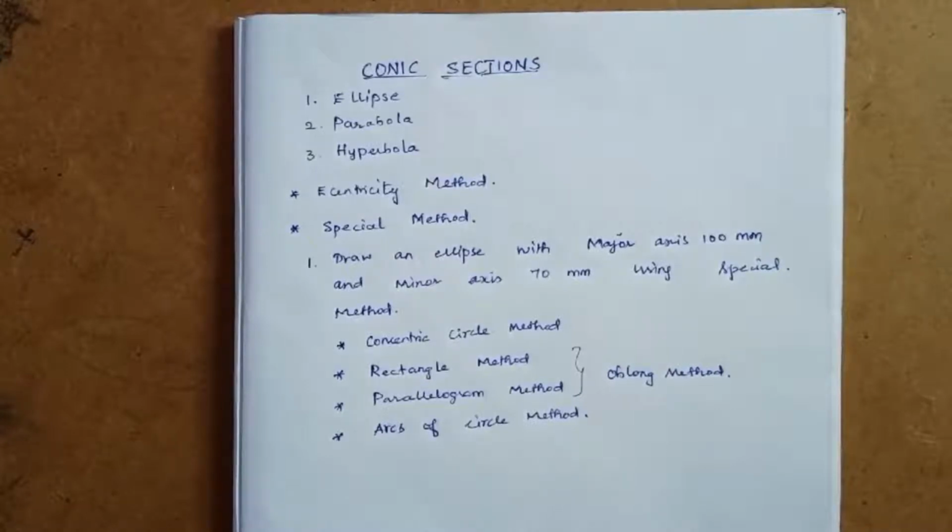Under special methods we have the concentric circle method, rectangle method, parallelogram method, arcs of circle method, and rhombus method. Apart from this there are some other methods also, but we will be utilizing only these four methods and giving importance to only these four. Let us have a problem.